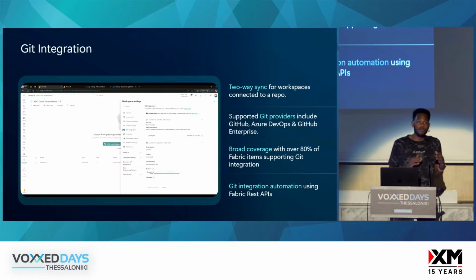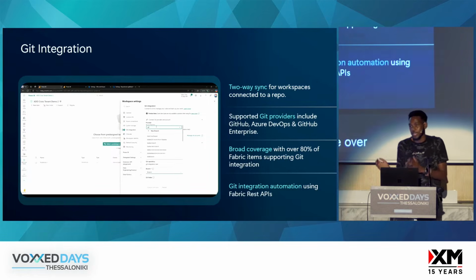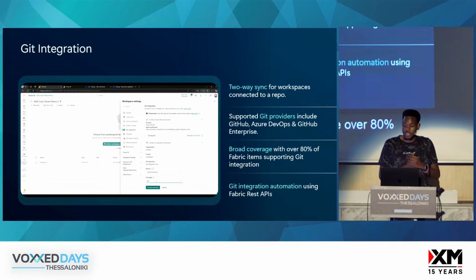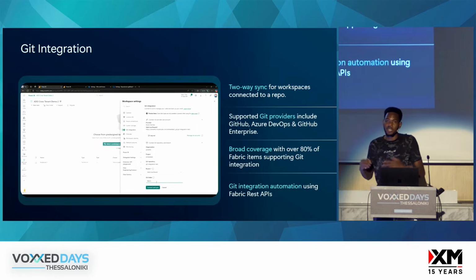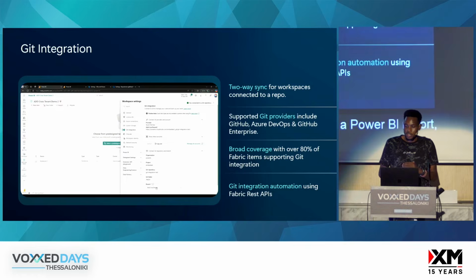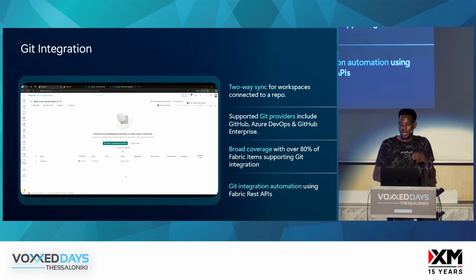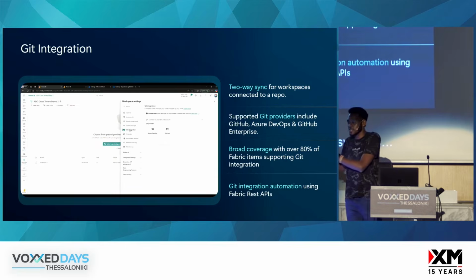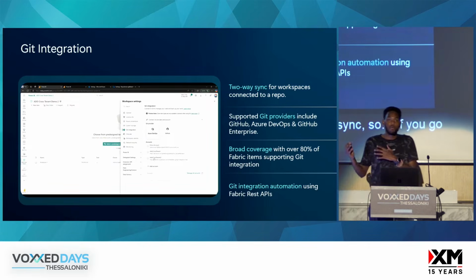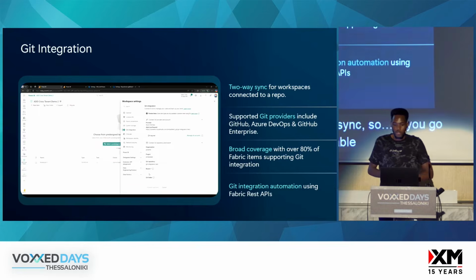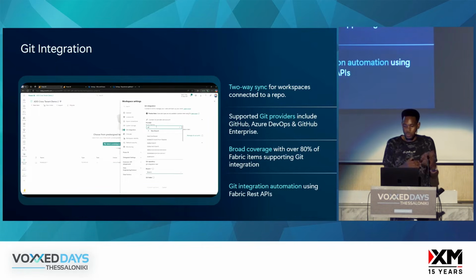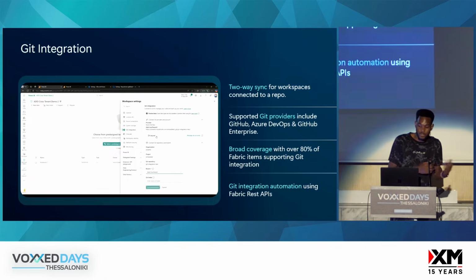And you'll find that we have over 80% coverage of all the items in Fabric. They actually support Git integration. That means you can create a Power BI report, and it has support for Git integration. How this works is you have a two-way sync. If you make changes directly from the workspace, you can commit those changes and push them to source control.